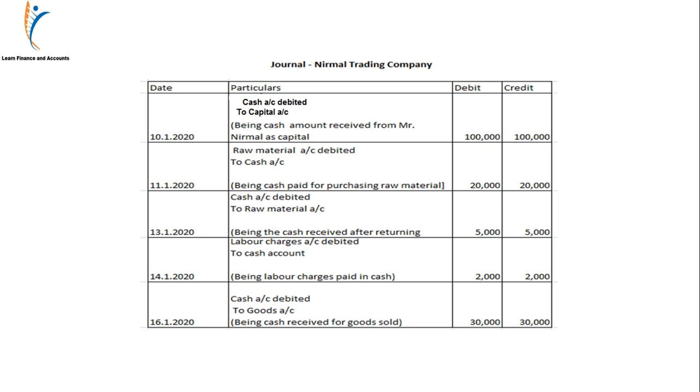So that's all for today. We have made a journal, and every transaction is having two accounts. But can it be possible? Now a question comes: can there be a transaction which has more than two accounts? Can you think of such a transaction? Yes, there can be such a transaction. How? Okay, let us take an example.